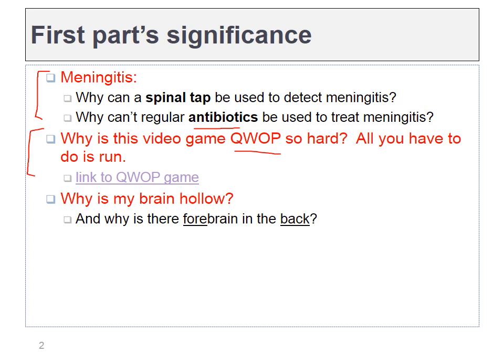We'll also talk about why the brain is hollow, and why the forebrain is not only located in the front, but the sides and the back of the head as well.